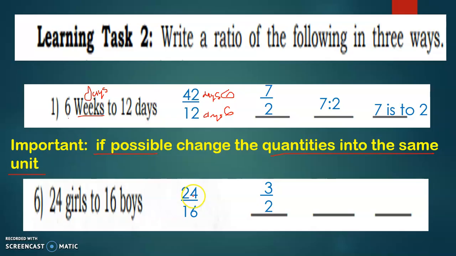Paano nangyari? Kuhanin yung greatest common factor ng 24 at 16, that is just 8. Okay, 24 is divisible by 8, 16 is divisible by 8, 24 divided by 8 is 3, and then 16 divided by 8 is 2. So in fraction form, the ratio of 24 girls is to 16 boys is 3 is to 2. In column form, that is 3 is to 2. And then in word form, that is also 3 is to 2.